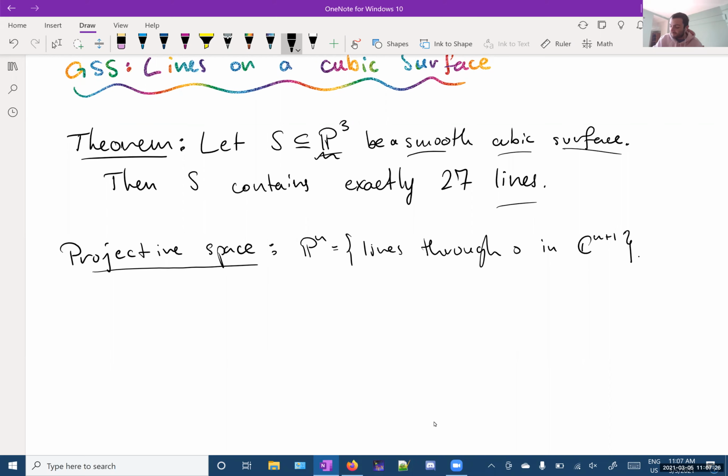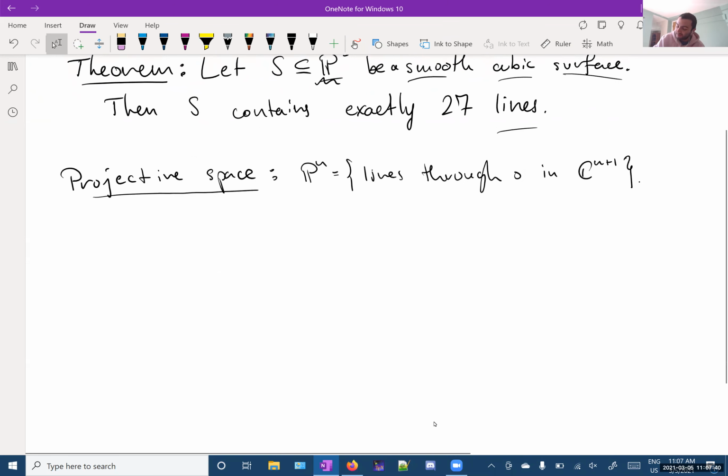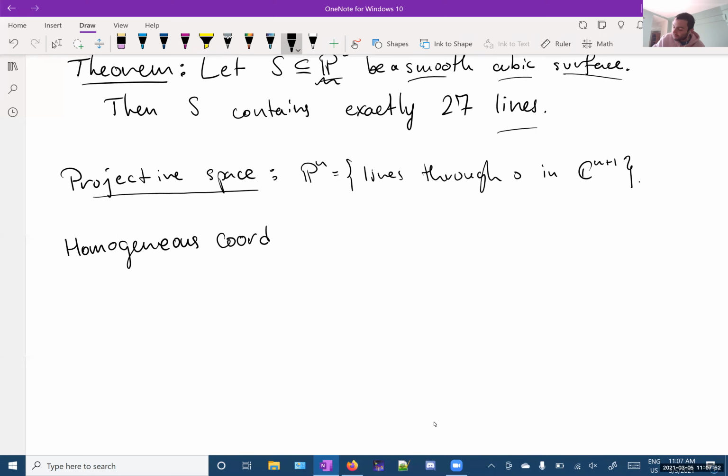On Pn, I'm going to talk a little bit about why we like projective space in a moment. But for now, let's just accept the fact that we have this projective space, and we can do algebra on it, or algebraic geometry on it. How do we do that? On projective space, we have what are called homogeneous coordinates. So these are just the coordinates induced by Cn plus 1.